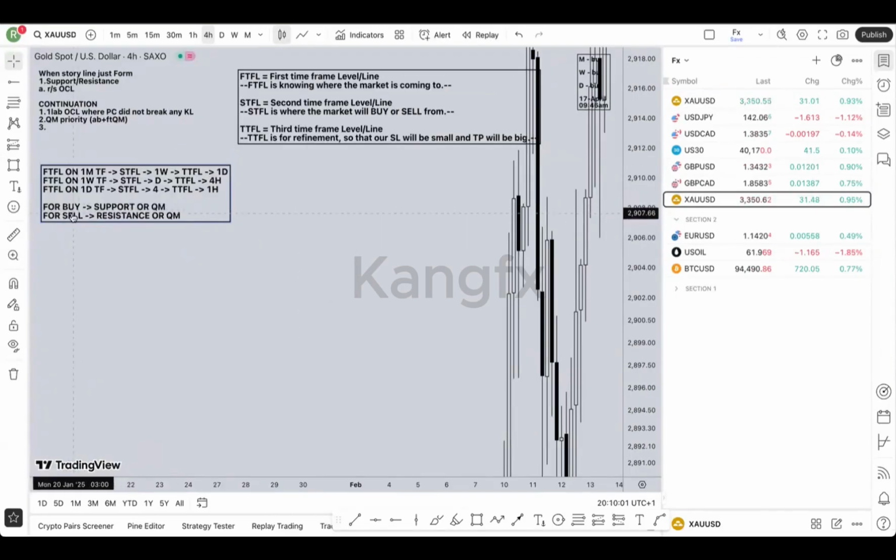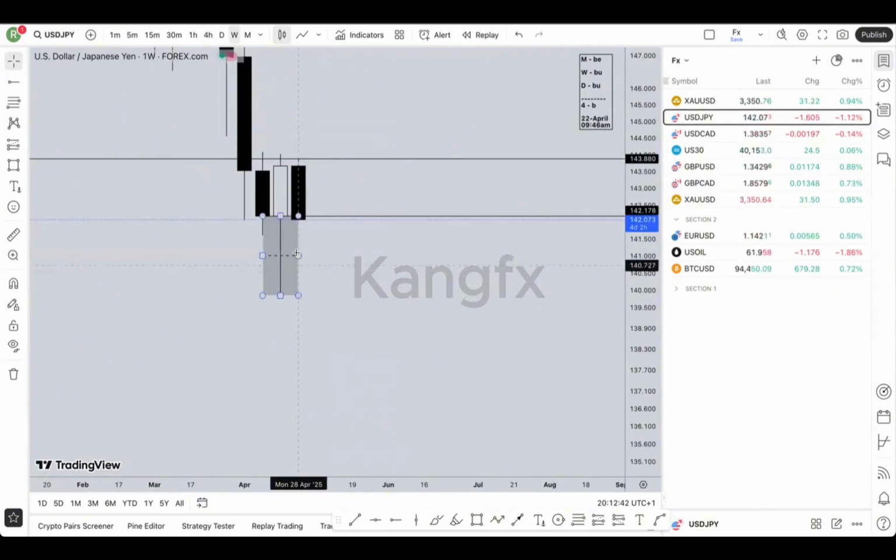If you're looking for buys, our SCFL must be a support or QM. If you're looking for sells, our SCFL must be a resistance or QM. You know that. When we're looking for buys, our STFL must be support or QM. When we're looking for sells, our STFL must be resistance or QM. Now, inside here, looking for my STFL, I went to daily.